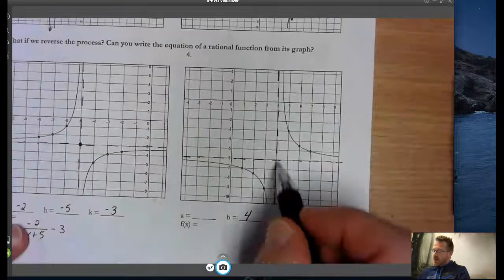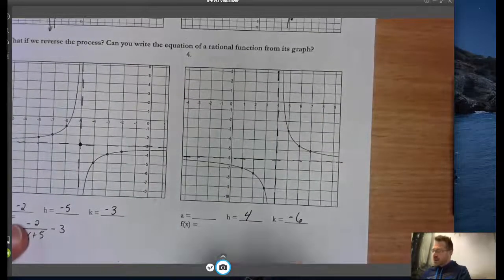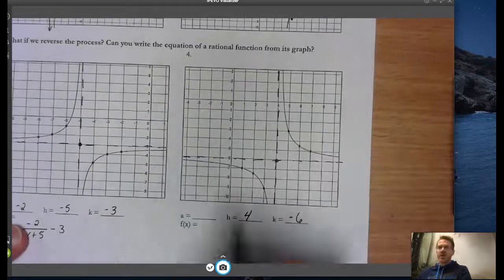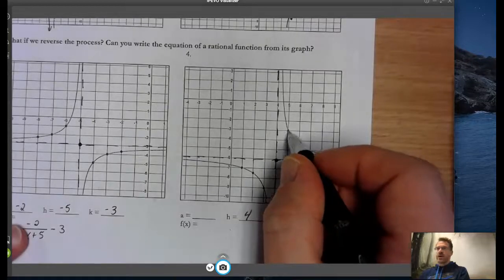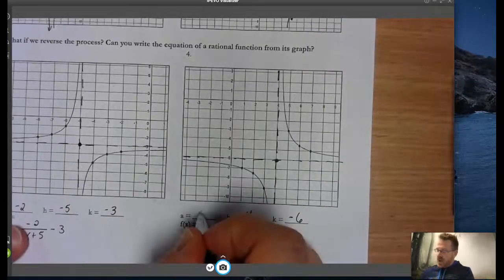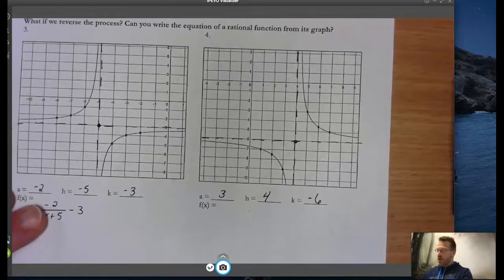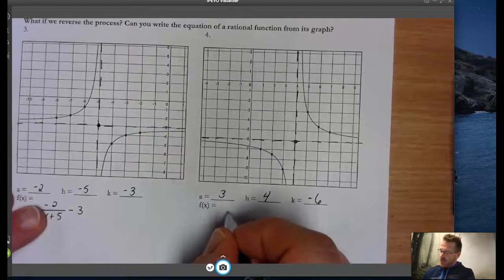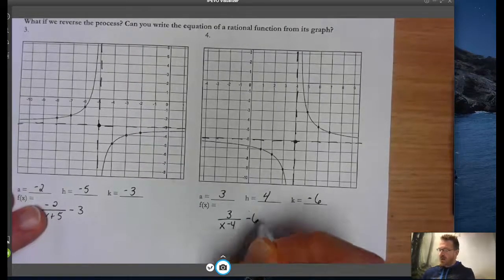And so I can see that my center here, let me write that down so we don't forget, is right here. And now notice when I go to the right one, I have to go up 1, 2, 3 to get to that first point. So that means my a value is 3. And now all I have to do is take those 3 values and put them into our equation. So f of x equals 3 over x minus 4, minus 6.